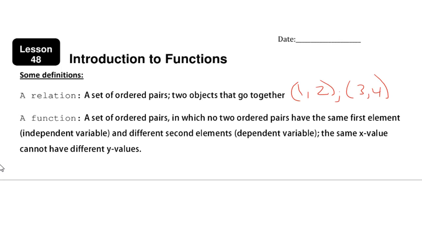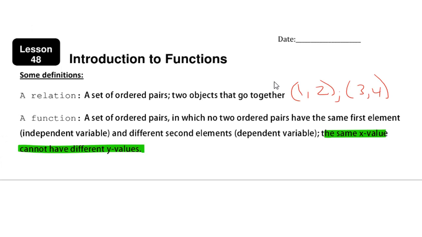And then a function is very specific. It's a set of ordered pairs in which no two ordered pairs have the same first element, or independent variable, and different second elements, or dependent variable. And a quicker way of saying that is the same x value cannot have different y values. So if we're talking about points, the same x value cannot have different y values.